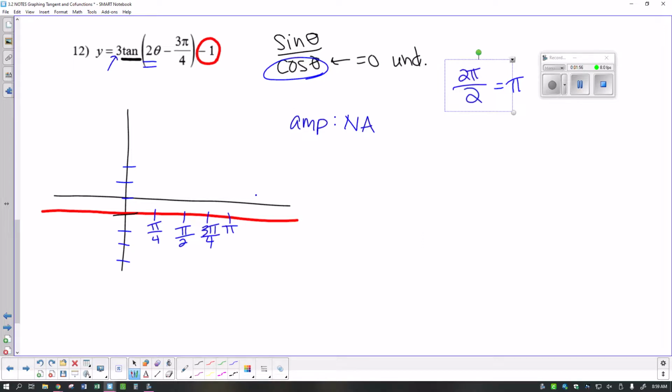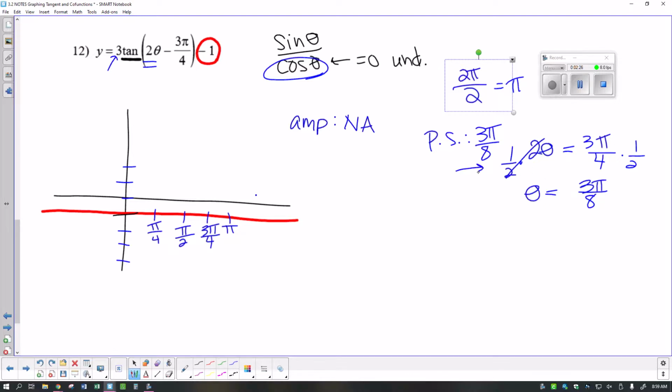Then the other thing that we want to look at is our phase shift. So for our phase shift, we're going to set our parentheses equal to 0. When we set that equal to 0, I move the 3 pi over 4 to the other side, and then I'm going to multiply by 1/2 on each side. So I can get rid of that 2 next to theta. So now that's 3 pi over 8. So our phase shift is 3 pi over 8. Remember, that's going to the right.